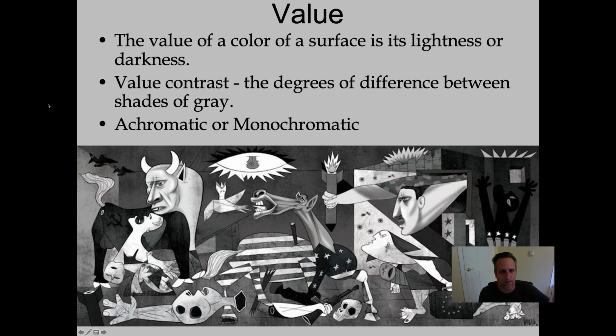Mono being one. So value contrast is the degrees of difference between the different shades of gray. So that's kind of a nice thing to do in a piece, is have really nice diverse grays and blacks and whites. It makes a more interesting composition rather than having one value or very similar values.